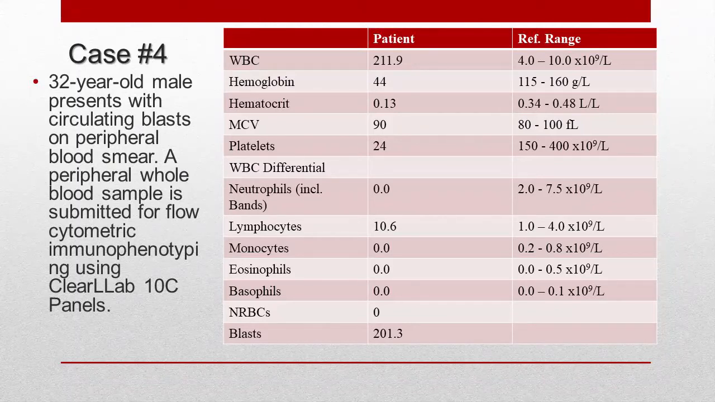And you can see here there's an extremely elevated white count, very low hemoglobin, the patient is anemic, hematocrit extremely low, platelet count extremely low. The differential did report some normal lymphocytes, but the majority, at a ratio of 20 to 1, were circulating blasts within the peripheral blood.